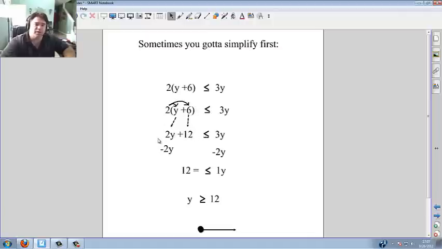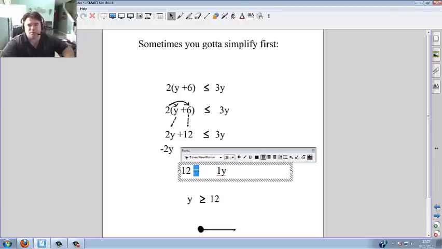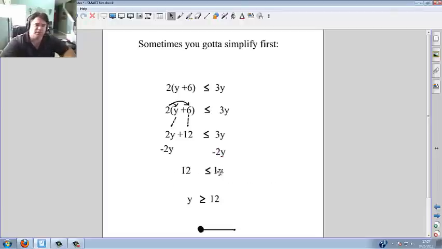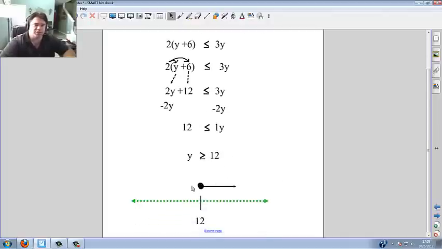Then I'll go ahead and get rid of one set of y's. So instead of plus 2y, I'll minus 2y here. You minus 2y there. So you have 12. I don't know why I put equals. That's an odd thing to do. Alright, so now I have 12 is less or equal to 1y. So switch. Y over here, 12 over here. Less or equal becomes greater than or equal. So y is greater than or equal to 12.